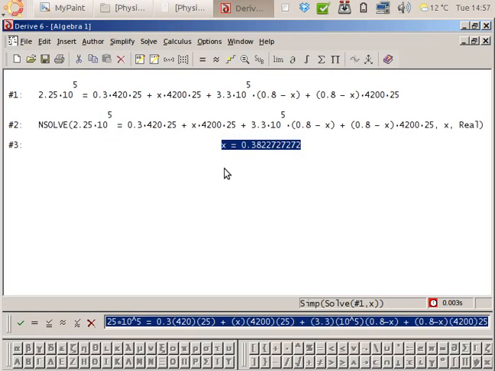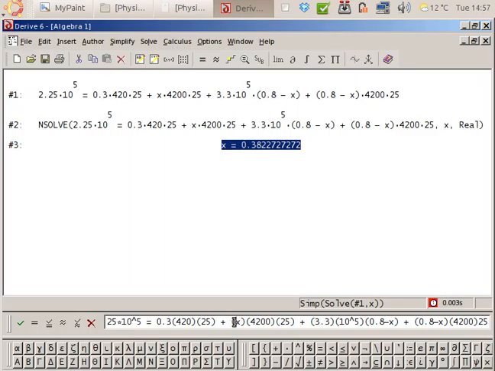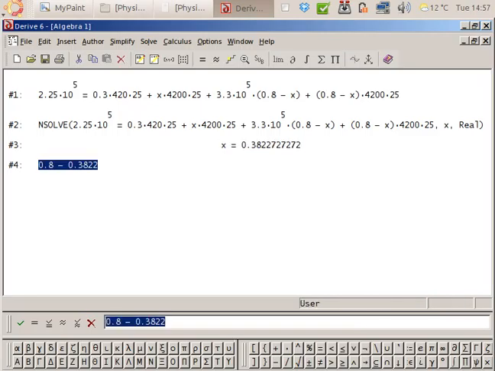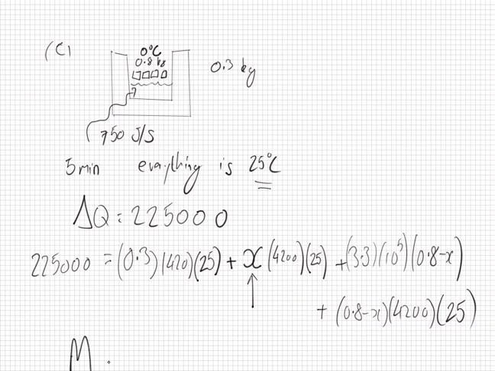So that's X, which is the mass of the water. But he wants the ice. So I'll just do 0.8 minus 0.3822. So about 0.418. So the mass of the ice equals 0.418 kilograms.